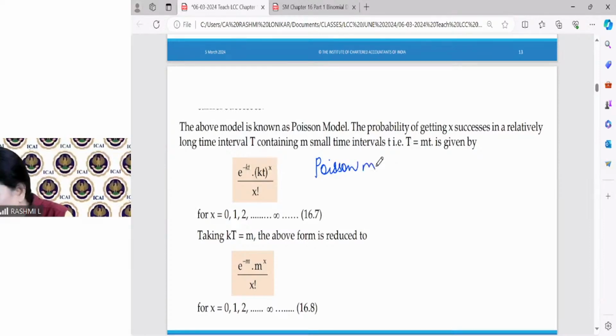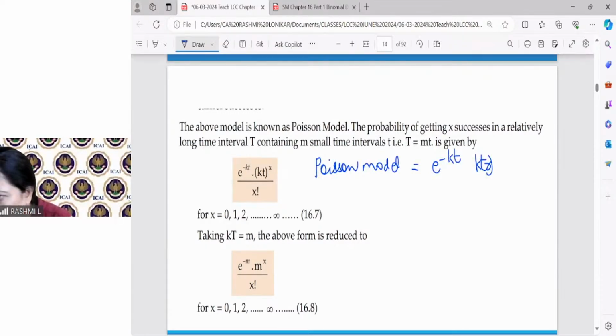The model is e raised to minus kt, kt raised to x, upon x factorial. Very importantly, x can take the value 0, 1, 2, up to infinity.